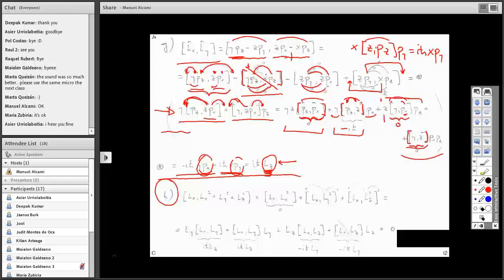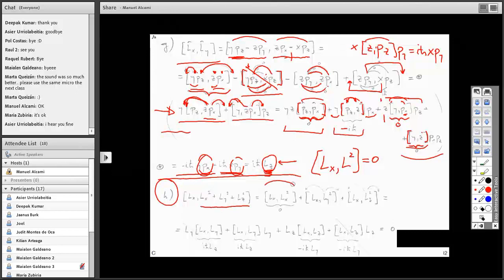Well, finally, the last point was to show that Lx commutes with L square. L square in Cartesian coordinates is Lx square plus Ly square plus Lz square. So I can expand this as three terms with the three squared components. First one clearly is zero. An operator always commutes with itself. In fact, as we will see, it commutes also with any power of itself and even with any function of itself. We will see this later on.